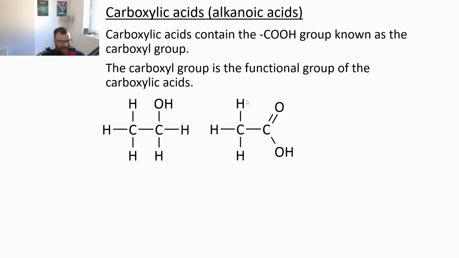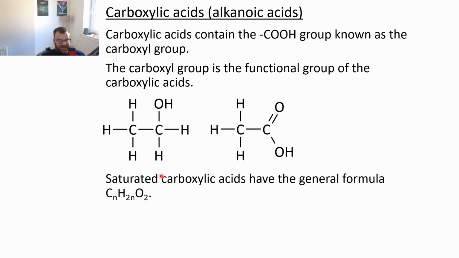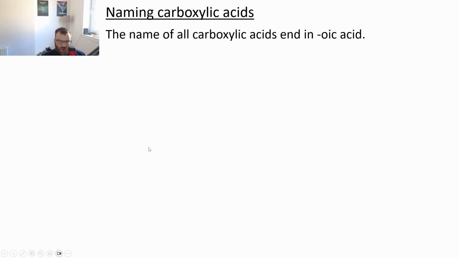If you look at the one on the left, that has only an OH group, that makes an alcohol, whereas on the right hand side we have this C double bond O OH, or carboxyl group, and that's going to make that a carboxylic acid. If it's a saturated carboxylic acid, so again that means single bonds between carbons, it will have a general formula of CnH2nO2. So for every 1 carbon, there's 2 hydrogens on it, which we can see there. Naming next. So all their names end in oic acid.